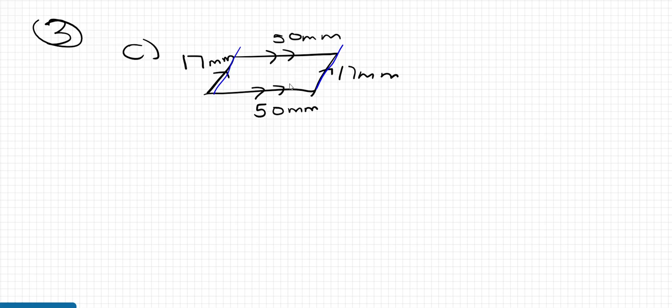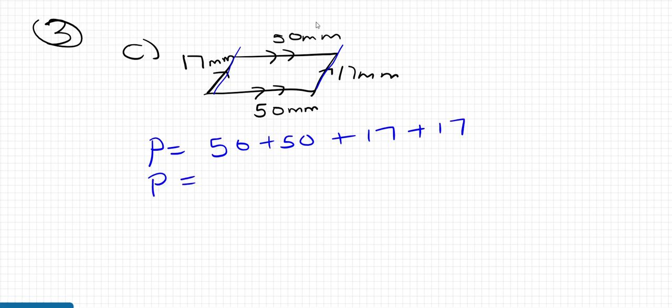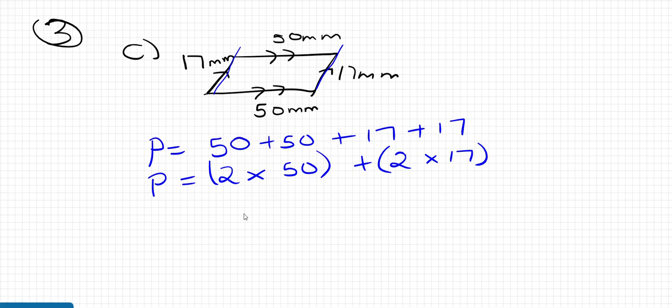Alright, so now that I know that these sides are equal, I have all my side lengths. All I have to do is perimeter is equal to adding up all the sides. So 50 plus 50 plus 17 plus 17. Okay? I could have also done this. Because I can see that there's two sides that are equal, I could have said perimeter is equal to 2 times 50, because there's two 50s, plus 2 times 17. Okay, I'm just showing you different ways you can work this out. So the point is, work it out so you get the correct result, which means you're adding up all the sides.